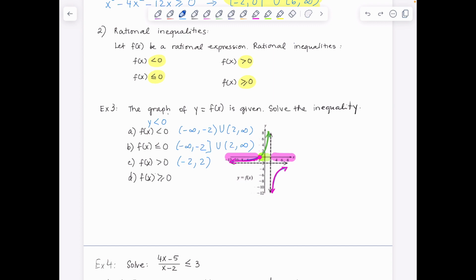Part D, f of x is greater than or equal to 0. So again, anything that lands on the x-axis. So that's going to be this point again. So with that interval, we'll modify it to be bracket negative 2 and 2 parentheses. So negative 2 is included, but 2 is still not going to be included.